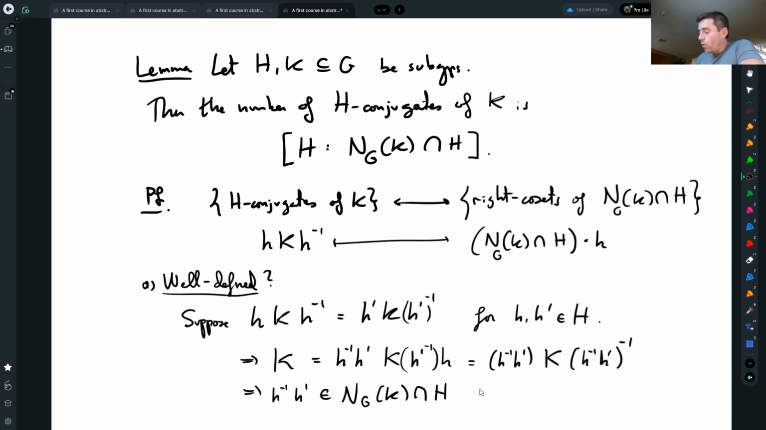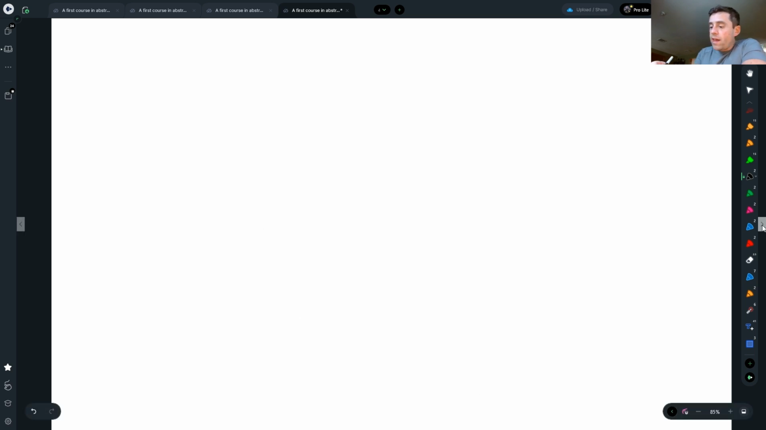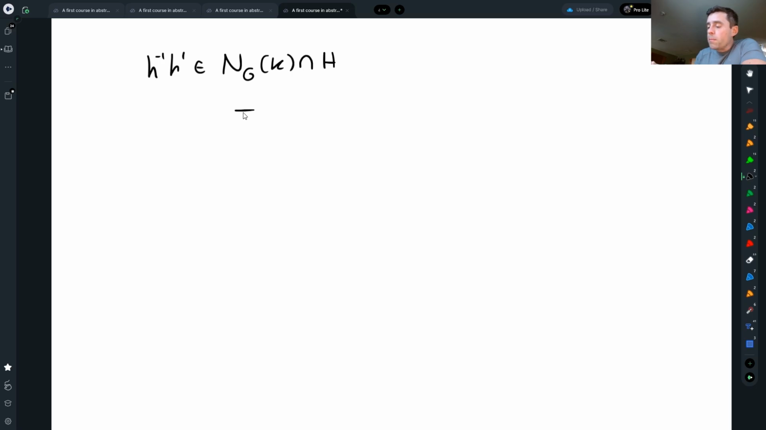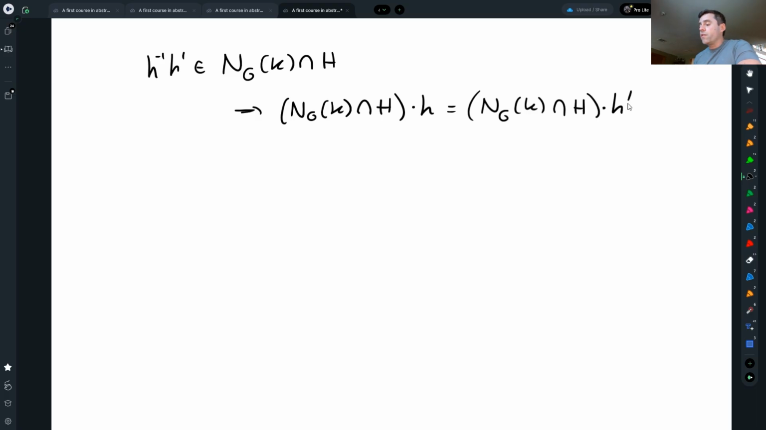And therefore, if h inverse h prime is in the normalizer intersect H, that will imply, by the properties of right cosets that we know, that the right coset by one element and the right coset by the other element, h prime, are the same. And therefore, the map is well defined. That was part zero. Now let's prove that the map is injective.